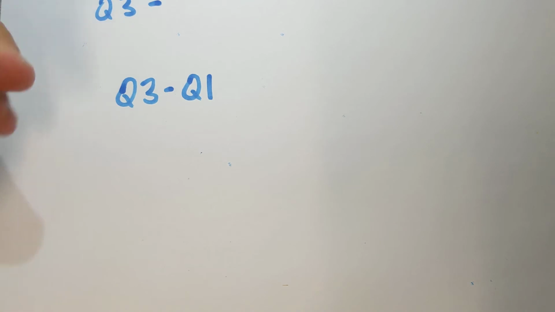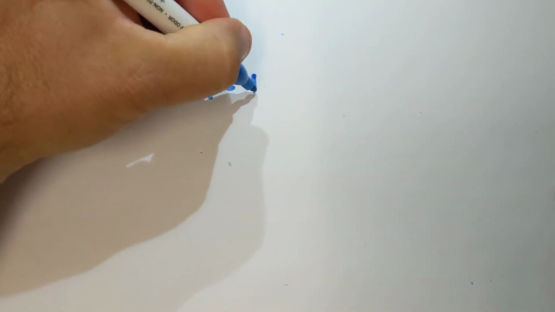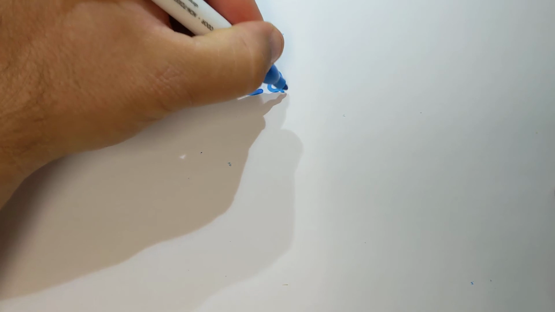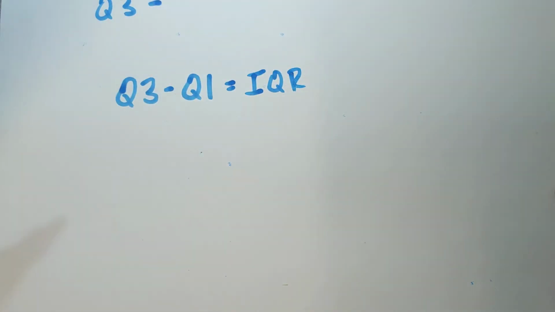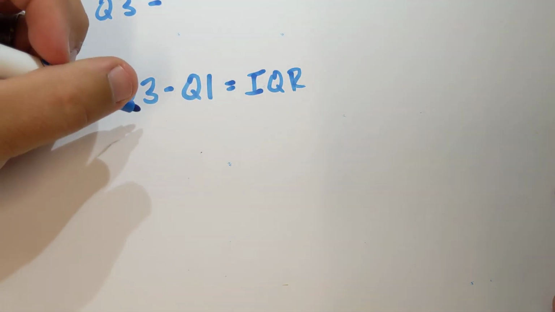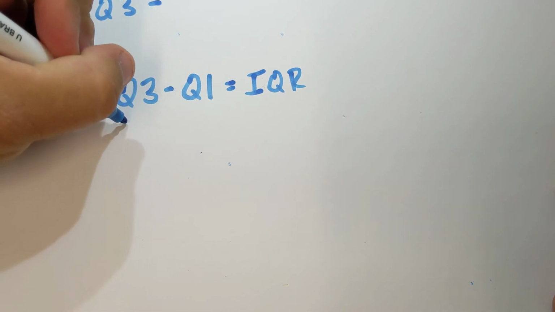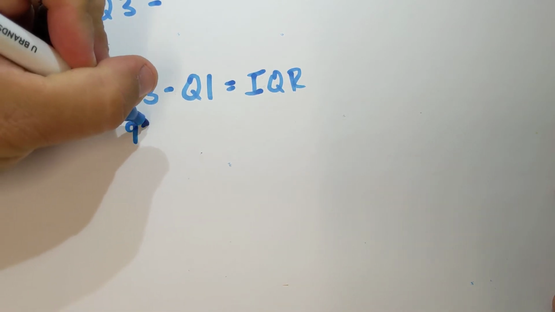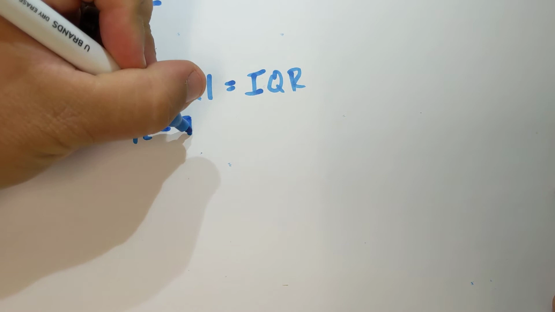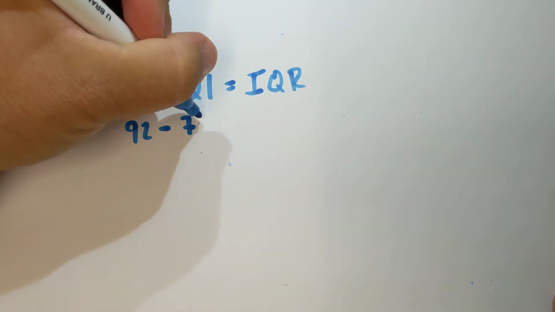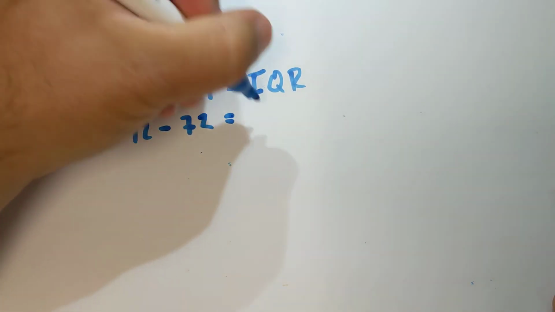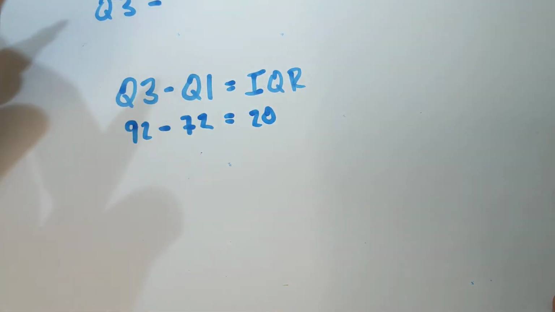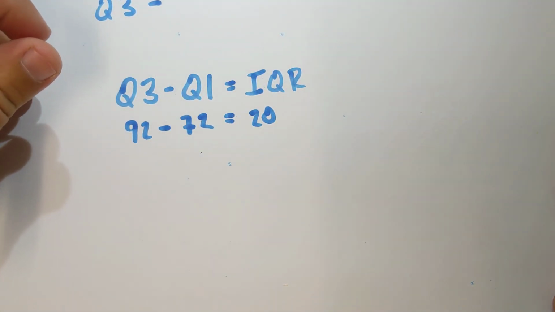Now, this is going to give you the middle, and like I said, we're going to see this on our box and whisker plot. This is going to give you the middle 50% of our data. So that's going to equal your IQR, your interquartile range. If you remember, in this case the Q3 was 92, and the Q1, the first quartile, was 72. So we subtract those, and we get an IQR of 20.